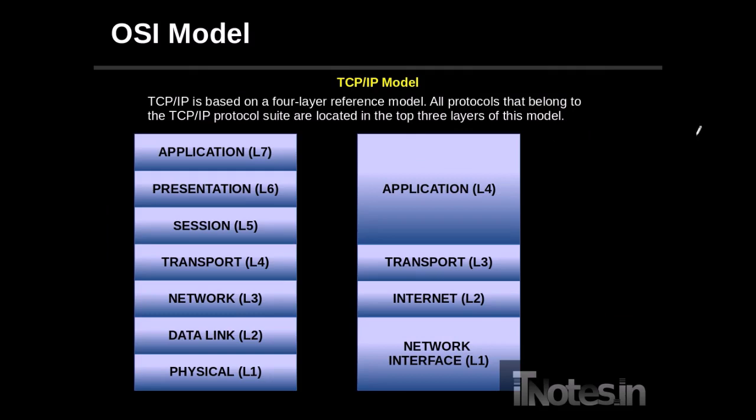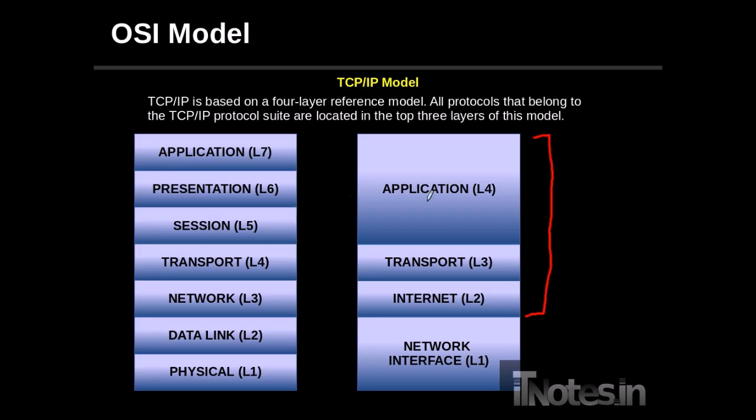Finally, I want to talk about the TCP/IP model. So what is the TCP/IP model? TCP/IP model is based on a 4-layer reference model. That's application, transport, internet, and network interface layer. All protocols that belong to the TCP/IP protocol suite are located in the top 3 layers of the model. So any protocol that you know, most of them belong to the TCP/IP suite, and therefore belong to the TCP/IP model.